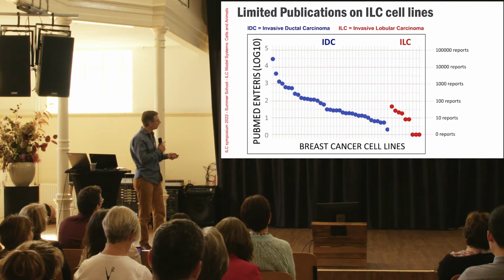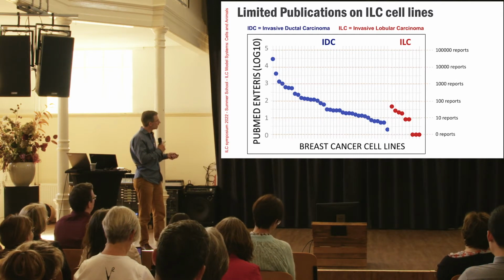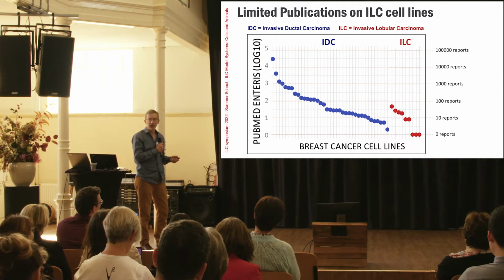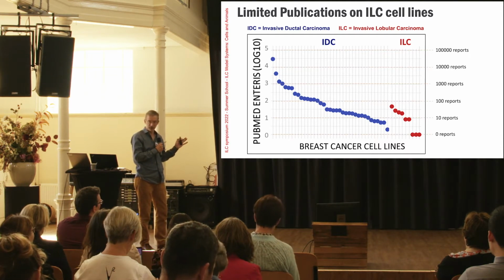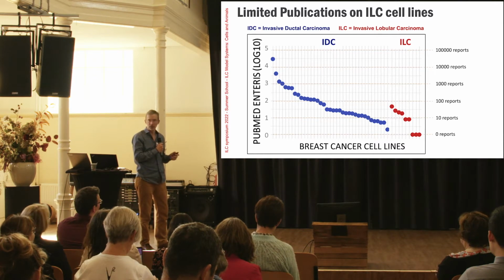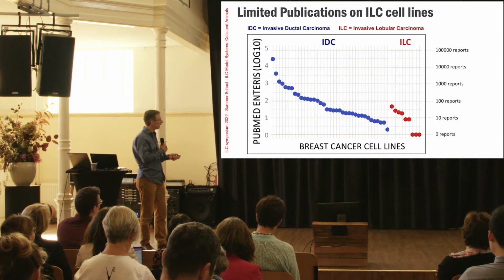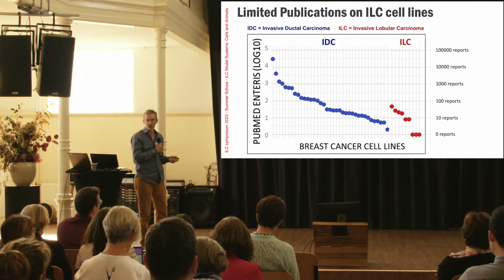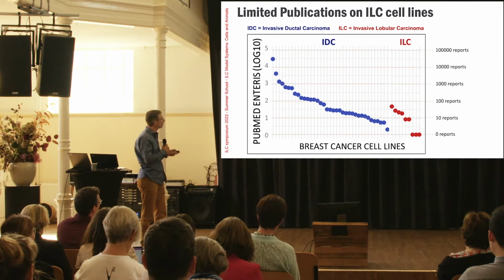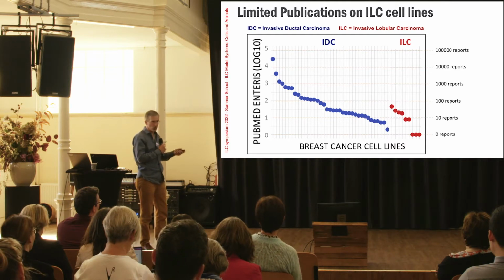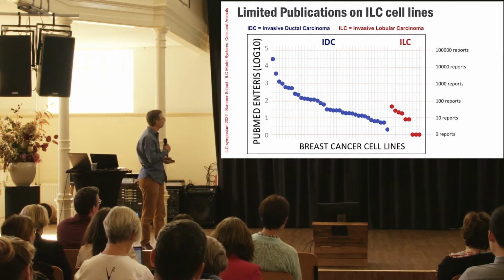There are a few that are publicly available, and the best one, which I think is MM134, has about 50 publications. And most of these publications have come within the last 10 years, when lobular breast cancer has become much more appreciated. There just isn't a lot known about these because there just aren't many models to study. And I think that's a huge challenge to the field because you need models to understand the disease to develop new therapies.